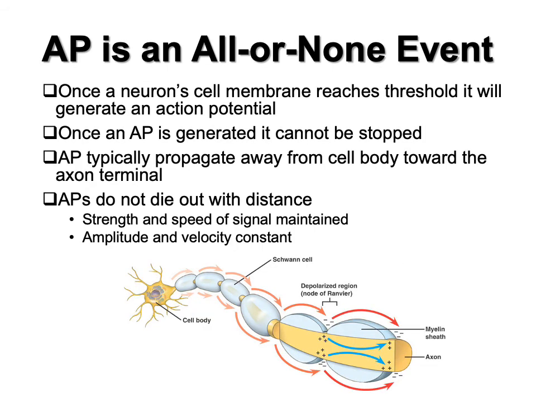Action potentials are known as an all or none event. Once a neuron cell membrane reaches threshold, it will generate an action potential. Once that action potential is generated, it cannot be stopped. An action potential typically propagates away from the cell body towards the axon terminal, and it will not die out with distance. It will maintain its strength and speed of signal all the way down, and its amplitude and velocity will be consistent all the way down the axon until it reaches the telodendron.